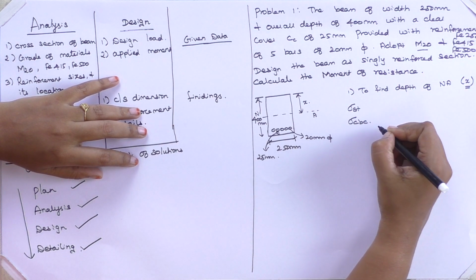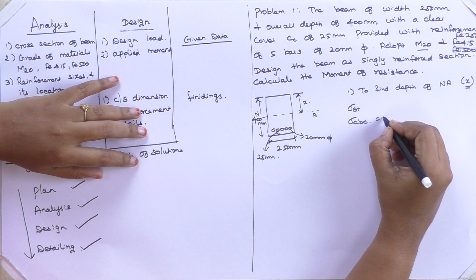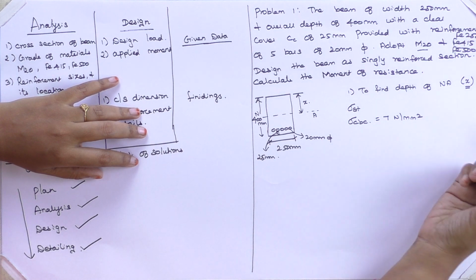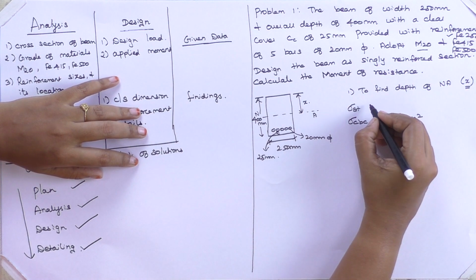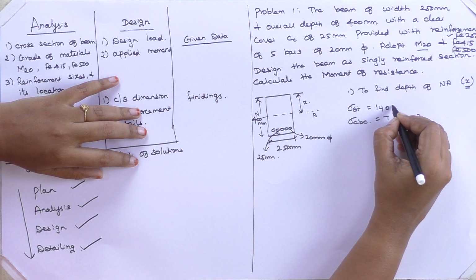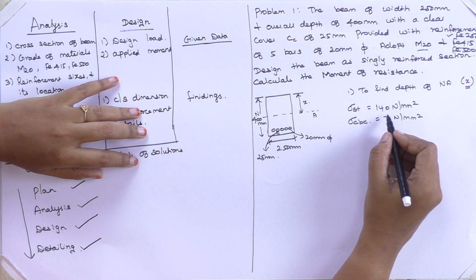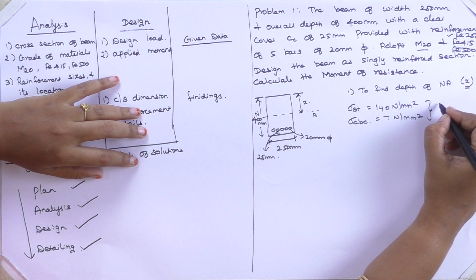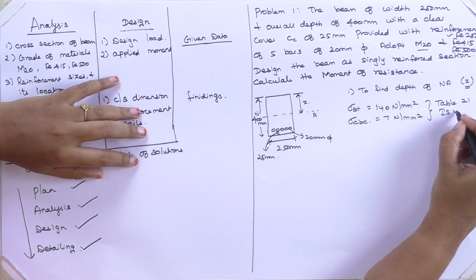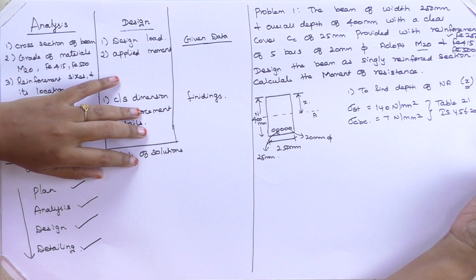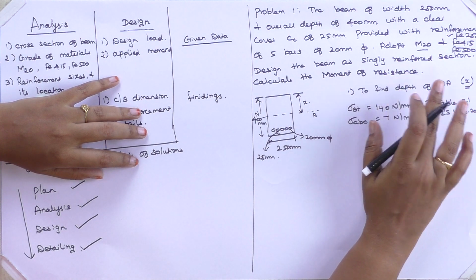The sigma CBC value for M20 grade of concrete is 7 Newton per mm square. Then the sigma ST value for Fe250 is 140 Newton per mm square. Here I have taken Fe250, the sigma ST value is 140. This is taken from table 21 of IS 456 2000. These are some of the design constants pertaining to our grade of concrete and grade of steel.